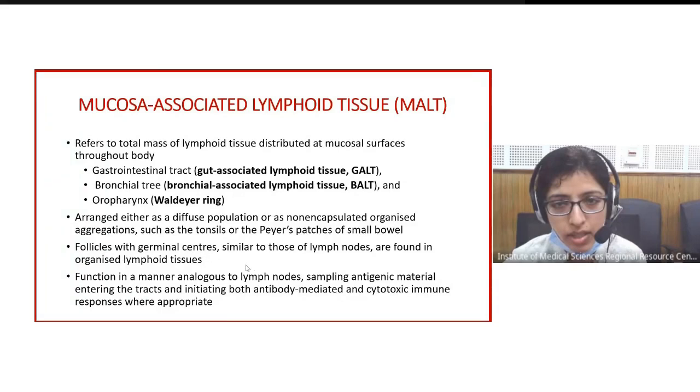And why do we need this immune system? Because we know the gastrointestinal tract is exposed to a lot of foreign material. We take food, and the food contains a lot of antigenic material. It is all foreign to the body, and there are a lot of microbes and infectious agents as well to which our GI tract is exposed. So we need this antigenic material to be sampled, and if it is found to be harmful, then our body must initiate the immune reaction, and both antibody mediated and cytotoxic immune responses are mounted wherever appropriate.